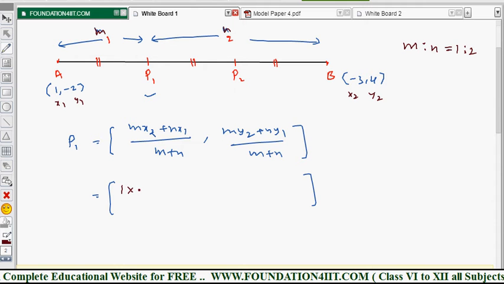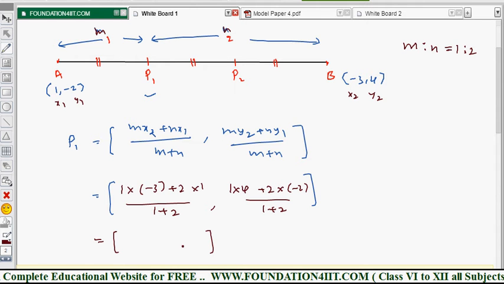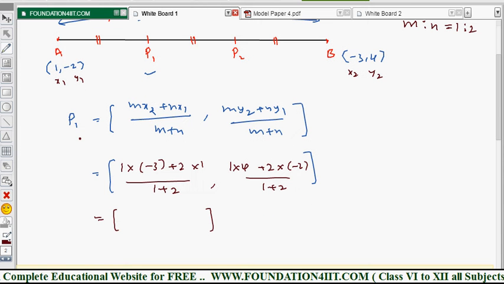Then you get (1 into -3 plus 2 into 1) by (1 plus 2), comma, again 1 into 4, since y2 is 4, plus 2 into -2, by (1 plus 2). Simplify this. Finally we get 1 into -3 is -3, plus 2, so -1 by 3, comma, this is plus 4 minus 4, which is 0, and 0 by 3 is 0. So (-1/3, 0) is the point P1.